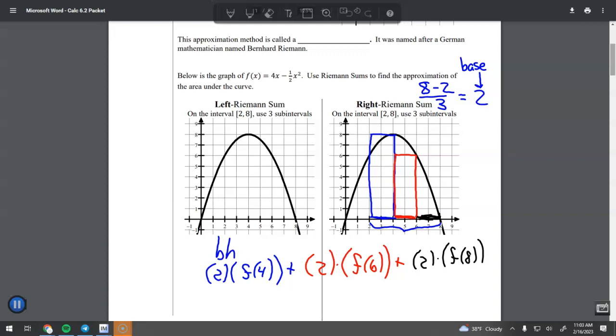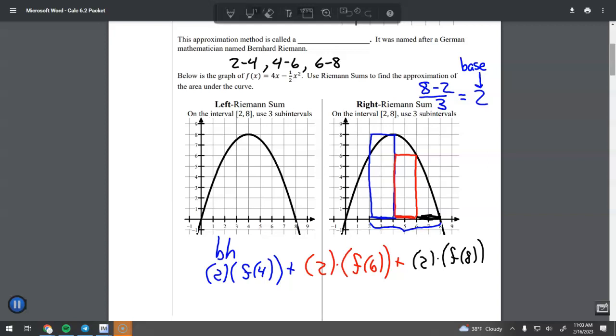Could you do this without the graph? Do you need the graph to do what I just did? No, you do not. Because all I'm doing is, if I didn't have the graph, 2 to 8, I'm just going to go, okay, well that's 2 to 4, 4 to 6, 6 to 8. Base is 2, left hand plug in 2, plug in 4, plug in 6, right hand plug in 4, plug in 6, plug in 8. So you don't need it, and you very often won't get it, but since we're starting, it's there so you can see what we're doing.